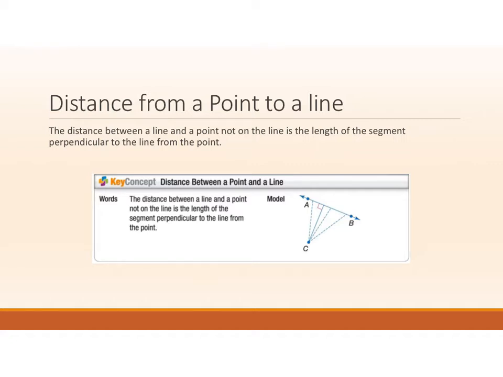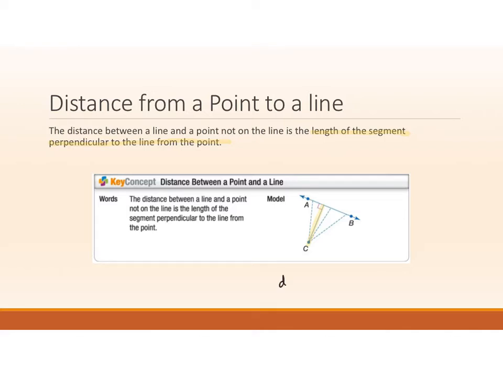Now the distance between a point and a line, and actually a little bit later on when we get to the two lines, is the length of the segment perpendicular to the line from the point. So what that means is like demonstrated in this picture. You have your line AB, you have your point C. Then you have this perpendicular line that connects the point to the original line. The distance between these two things is the length of this highlighted section, which means, as I said earlier, we will be bringing back the distance formula.